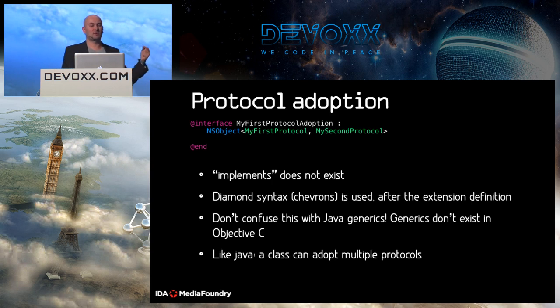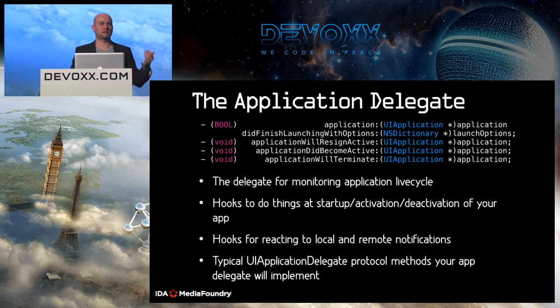So then to adopt, I don't say implement, I say adopt the protocol. To adopt the protocol, you again use these angle brackets or chevrons or diamond syntax, but don't mix this with generics. It's not generics, they don't exist in Objective-C. So be careful there. Don't think that this is an NSObject that takes MyFirstProtocol or something. No, that's not it. So this is adopting a protocol.